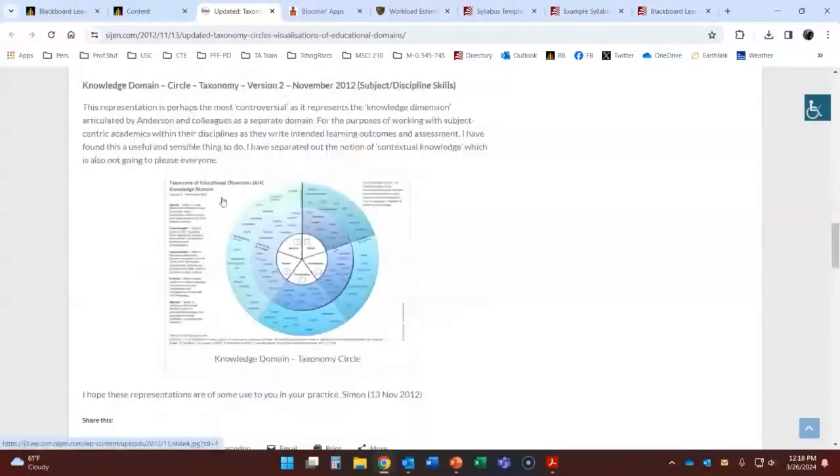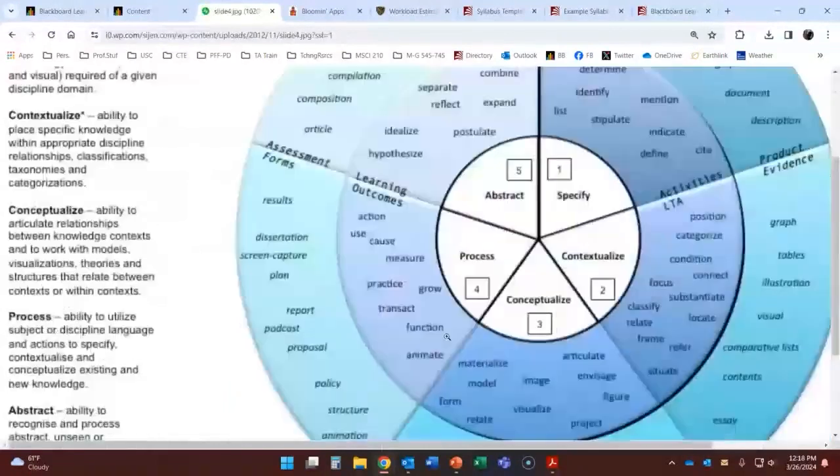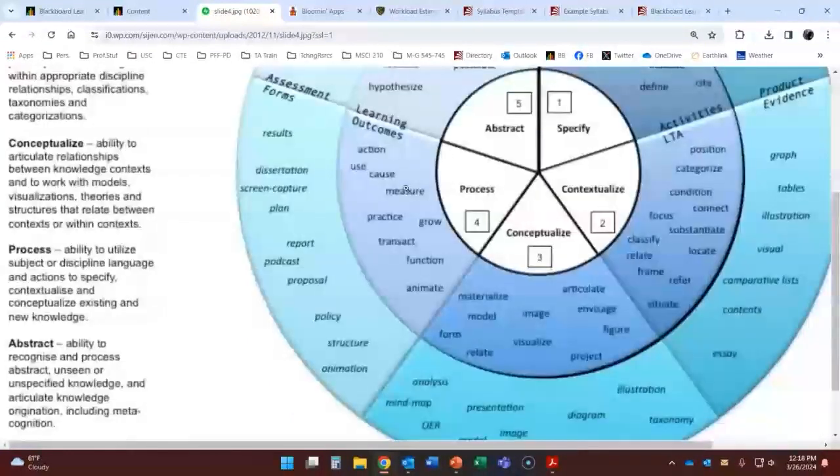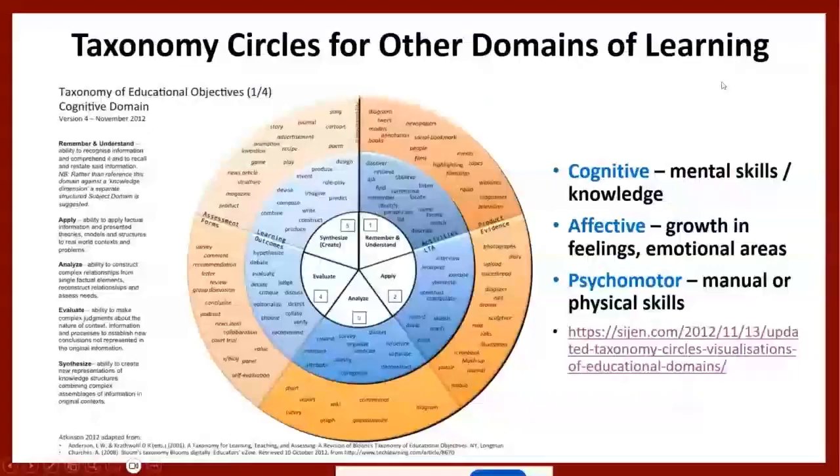He also has the knowledge domain itself. So this is a different way of looking at types of knowledge. Is it process knowledge? Is it abstract? Is it conceptualized knowledge? Again, here are your learning outcomes. These would be the verbs, and then these would be the assessments. So again, someone's done the work for you. Use these resources to help you think about new ideas for assessments.